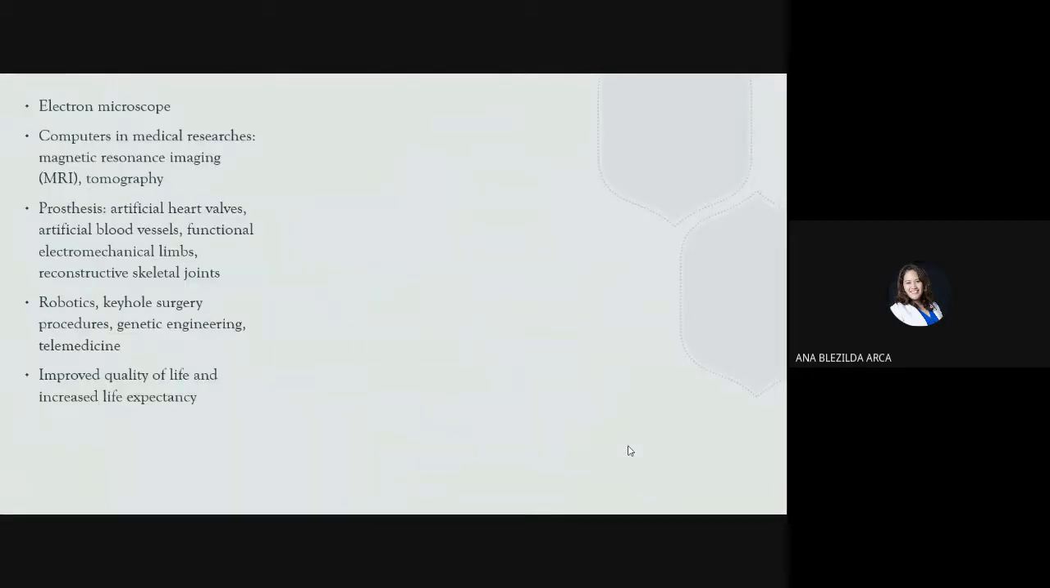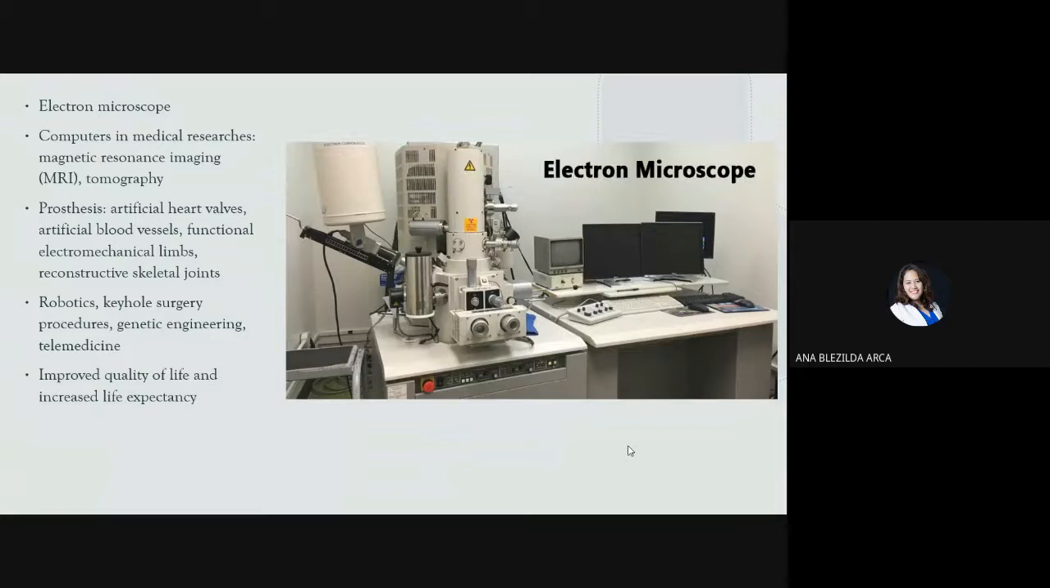Marami pa. So you also have the electron microscope. An electron microscope, this is not a typical microscope, because on a typical microscope, there is a limit on the size of the cells or microorganism that you can observe. However, for the electron microscope, you can actually observe very, very small particles that you cannot see in a normal microscope, such as the viruses. So, kaya niya. Ganun siya ka-powerful ang kanyang resolving power.